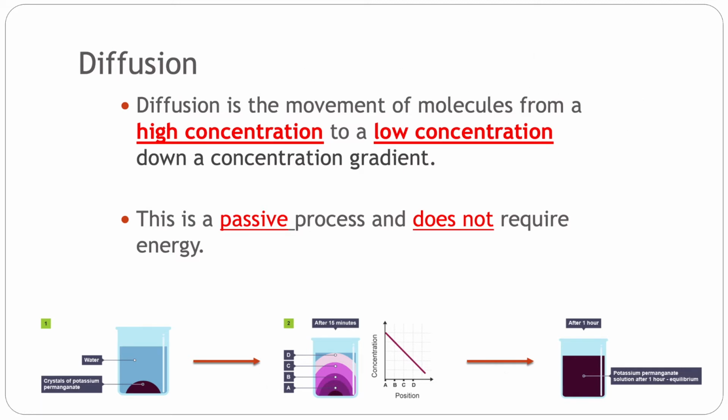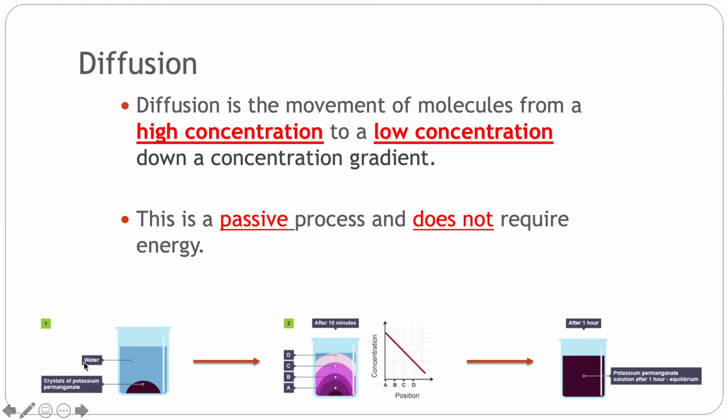So diffusion is important to organisms in many ways. One way, for example, oxygen and glucose enter cells by diffusion for the process of aerobic respiration, and the removal of waste products such as carbon dioxide and urea from cells also happens by diffusion.